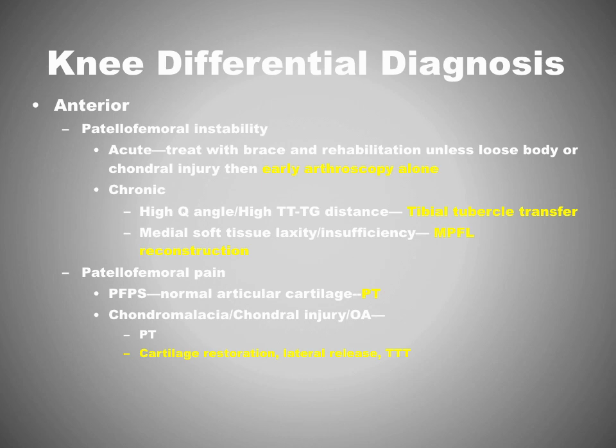In chronic cases where they've had repetitive dislocation of the patella, these fall into two main groups, with a high Q angle and a high tibiotubercle to trochlear groove distance. A tibial tubercle transfer can be effective. With just simple medial soft tissue laxity or insufficiency, an MPFL reconstruction can be performed. Trochleoplasty is also performed for people with shallow trochlear grooves.